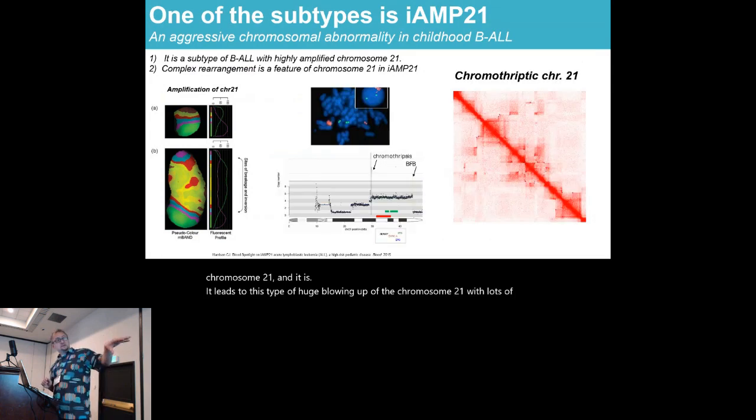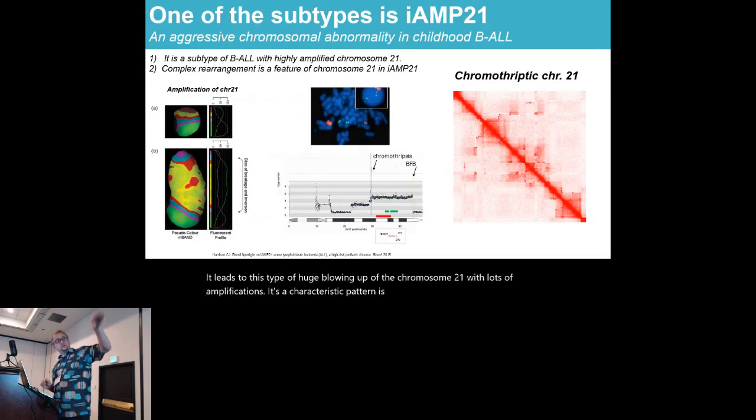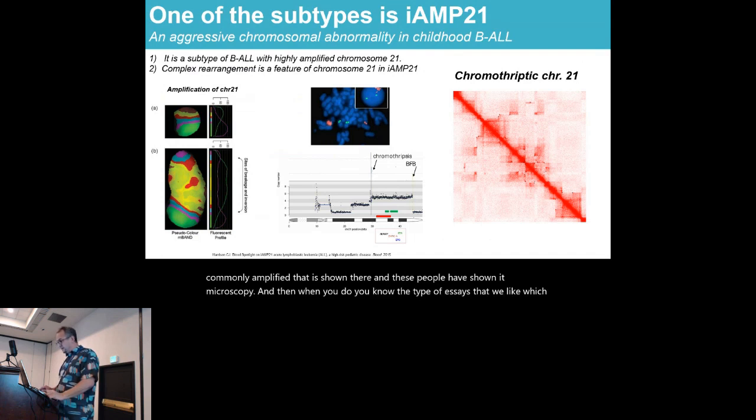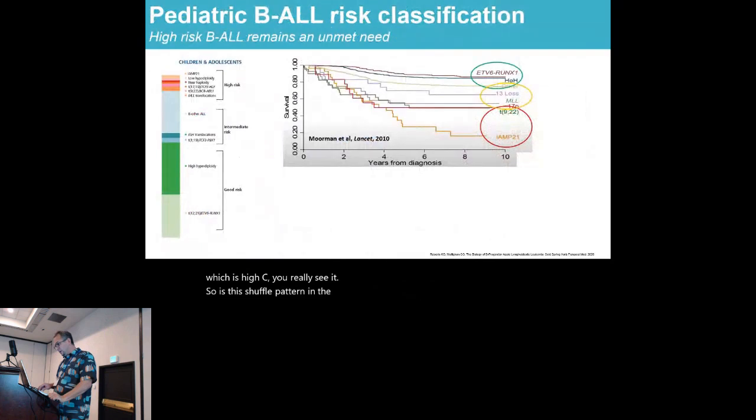Its characteristic pattern is a stepwise pattern, where different levels of copy number alterations happen, and there is a region that is commonly amplified, shown there. People have shown this with microscopy, and when you do the type of assay that we like, which is Hi-C, you really see it also as this shuffled pattern in the chromosome.